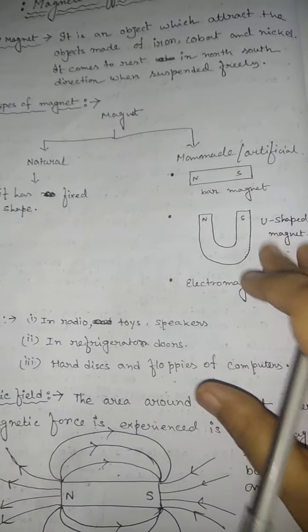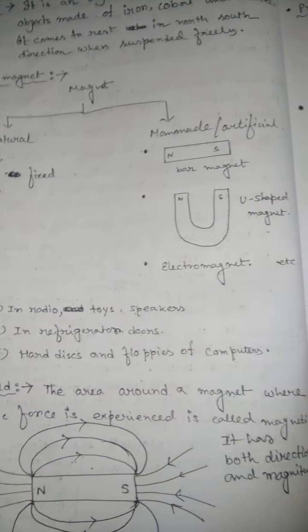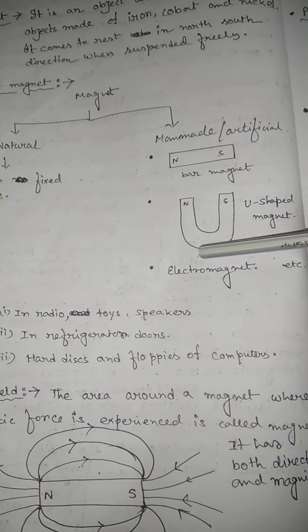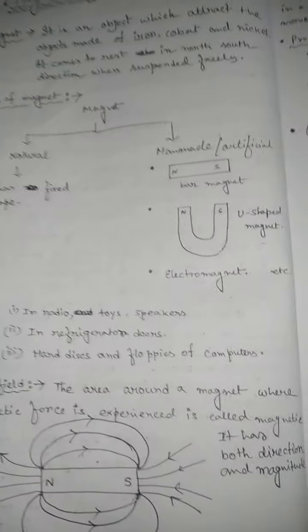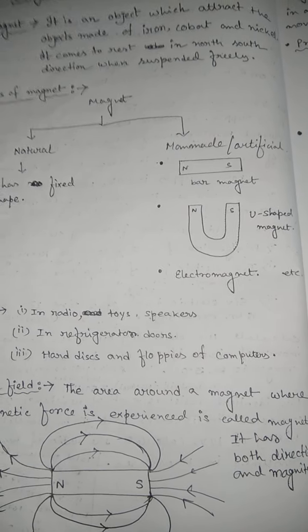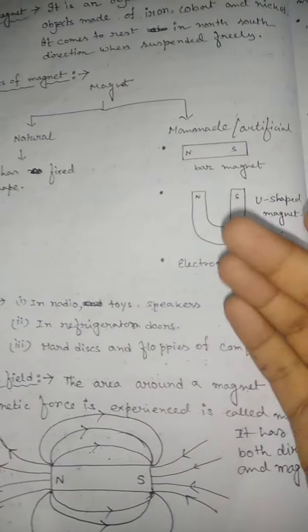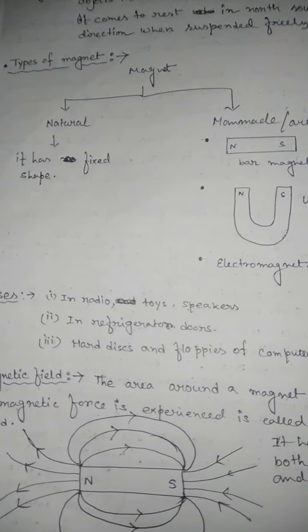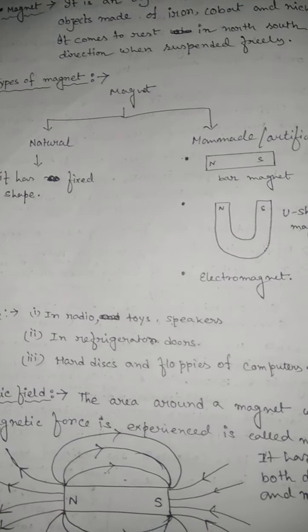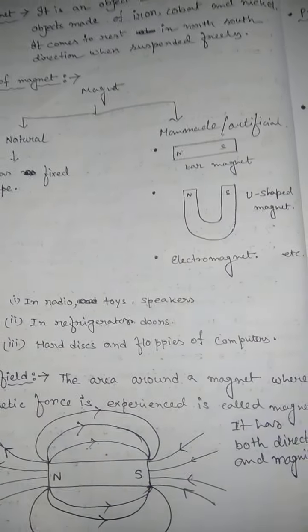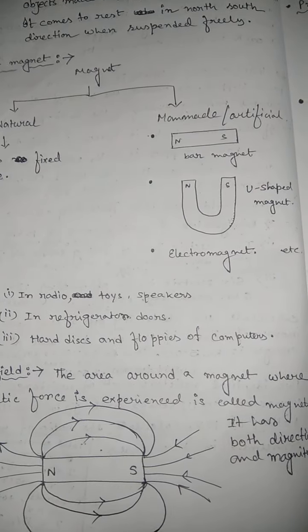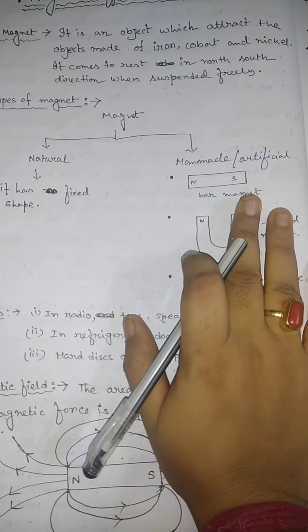But the man-made or artificial magnet, as per our wish, we can give it a shape. It can be a bar magnet, U-shaped magnet, electromagnet, or circular magnet. So there are different shapes. The natural magnet has a fixed power or strength; the magnetism is fixed, we cannot increase or decrease it. But in the case of an artificial magnet, we can increase or decrease the strength as per our wish. It is a permanent magnet, or it is not a permanent magnet.